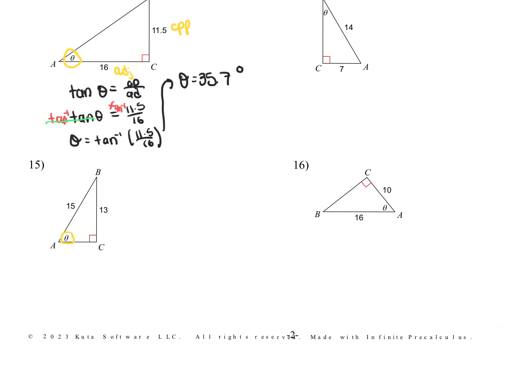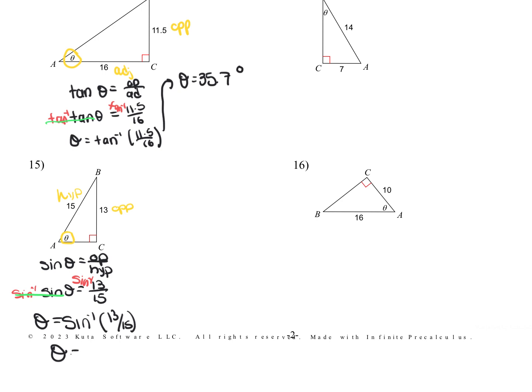So here's my theta. This is the hypotenuse. It's across from the 90 degrees, and this is the opposite. Sine of theta equals opposite over hypotenuse. So sine of theta equals 13 over 15. I'm going to arc sine both sides. These undo each other. So I'm left with theta equals arc sine of 13 over 15. So theta is going to equal 60.1 degrees.